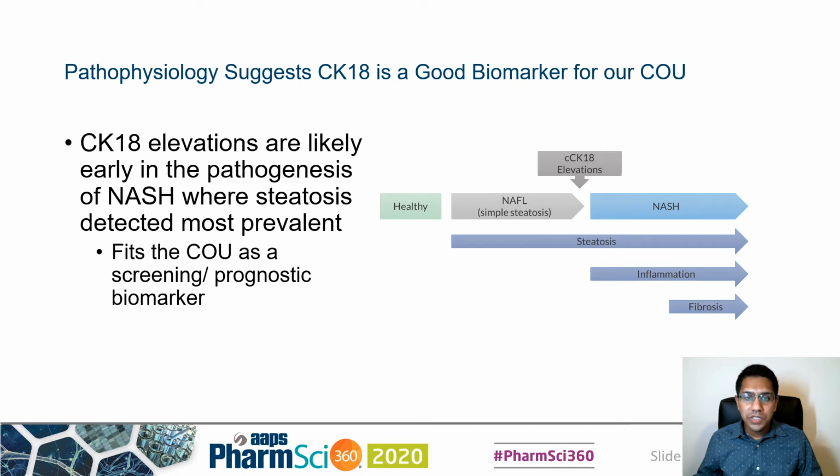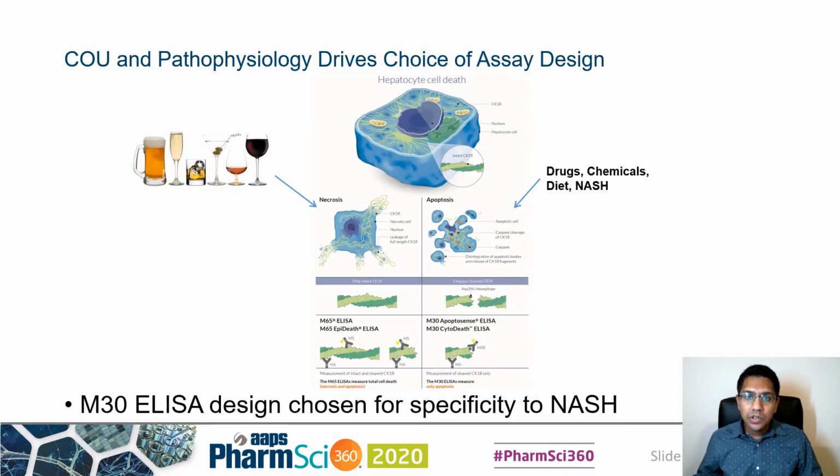The literature also indicated cell death occurs in the middle of the NASH pathogenesis, making it a good candidate for a context of use as a prognostic or screening biomarker because elevations would occur earlier than fibrosis biomarkers would. The context of use also drives the analytical technology and assay design.